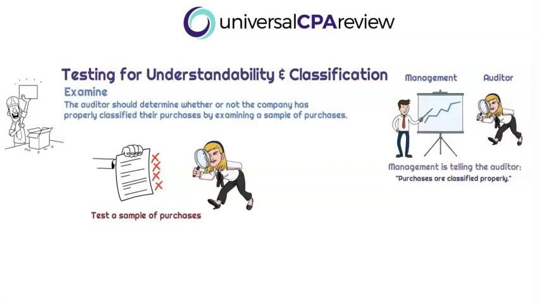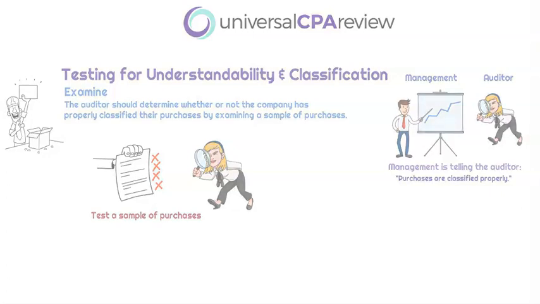Everything we say about our purchases are understandable and classified properly. So the auditor is going to determine whether or not the company properly classified their purchases by simply examining a sample of the purchases themselves.